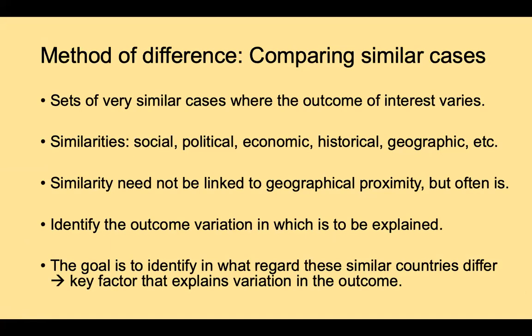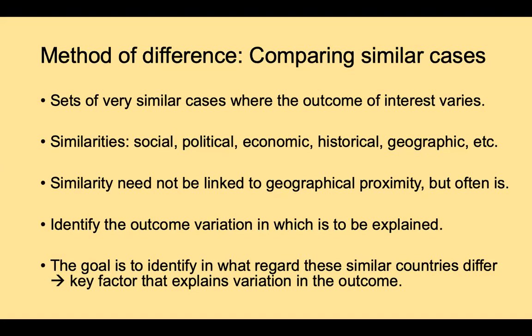Now, the method of difference, as a reminder, involves comparing similar cases to figure out what accounts for their different outcomes. So we begin with sets of very similar cases where the outcome of interest varies. And these similarities can be social, political, economic, historical, geographic, etc. The similarity is often going to be linked to geographical proximity, but it need not be by definition. There can be two similar countries that are not linked geographically, although geography often is a unifying factor.